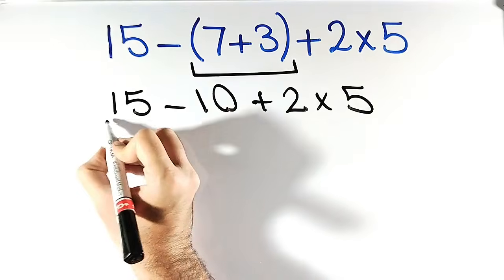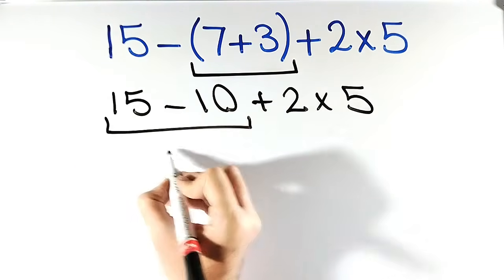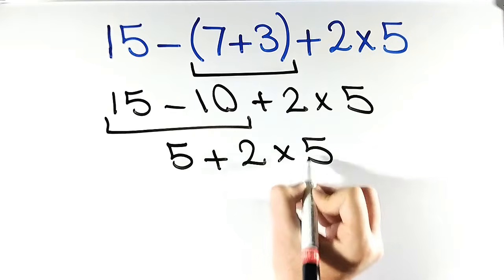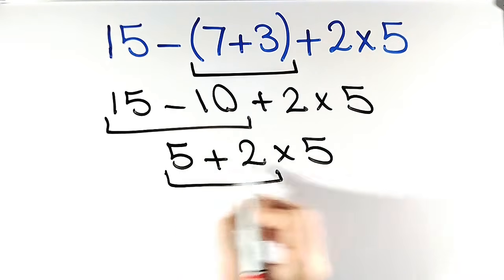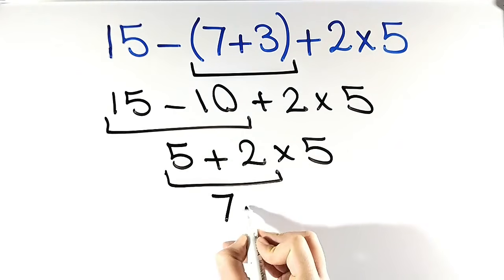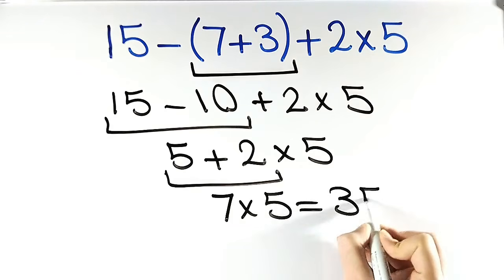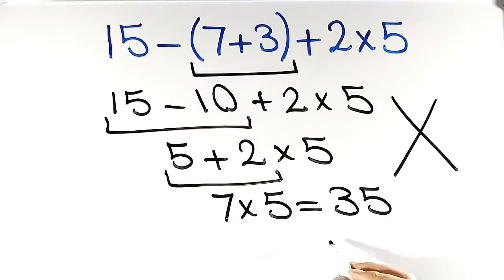And the next step, they go for the subtraction between 15 and 10, and write this expression as 5 plus 2 multiplied by 5. Then, they go for the addition between 5 and 2, and write this expression as 7 multiplied by 5, which finally gives them the answer 35. However, it's not the correct answer to this question.